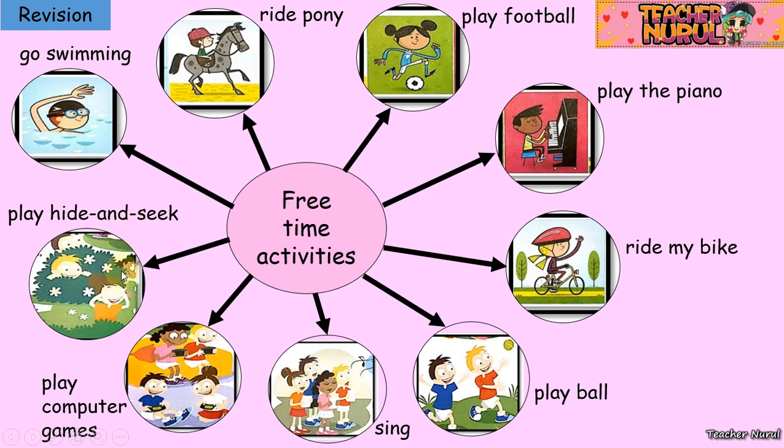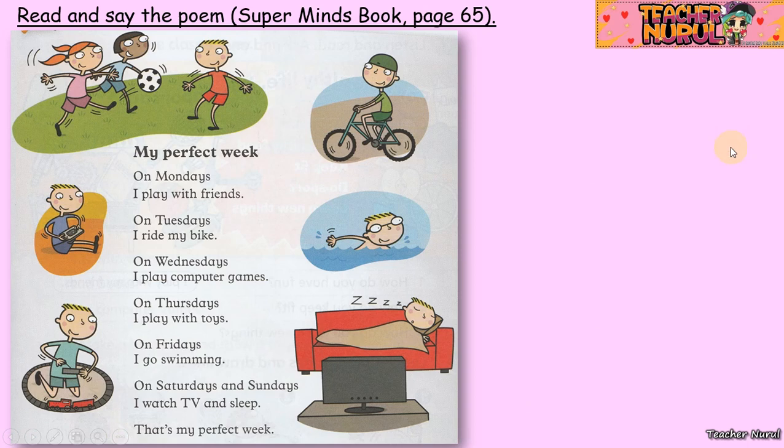So I assume all of you have already memorized all these vocabularies, these activities, so that you will not have any problems to go through the lesson for today. Okay, now, before we start, I want you to look at your Superminds book page 65 or look at the video itself. We're going to do some reading by saying the poem. This is what we call a poem. This poem is about my perfect week. Now let's read the poem together.